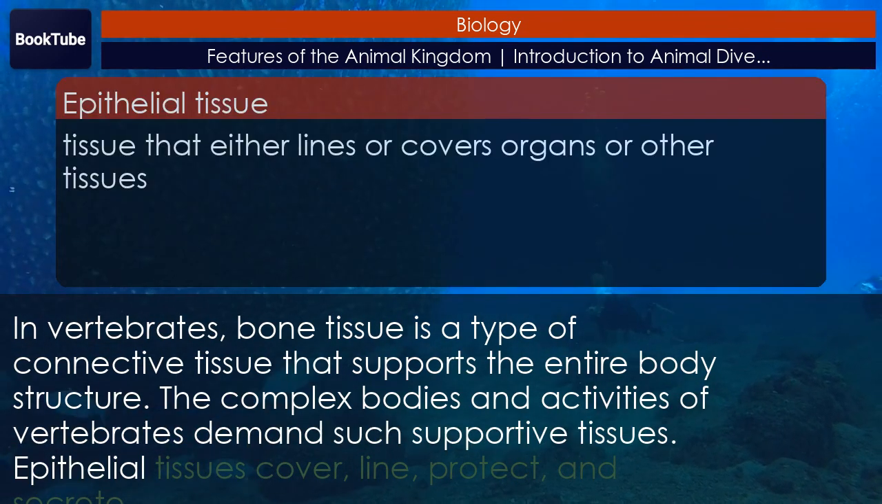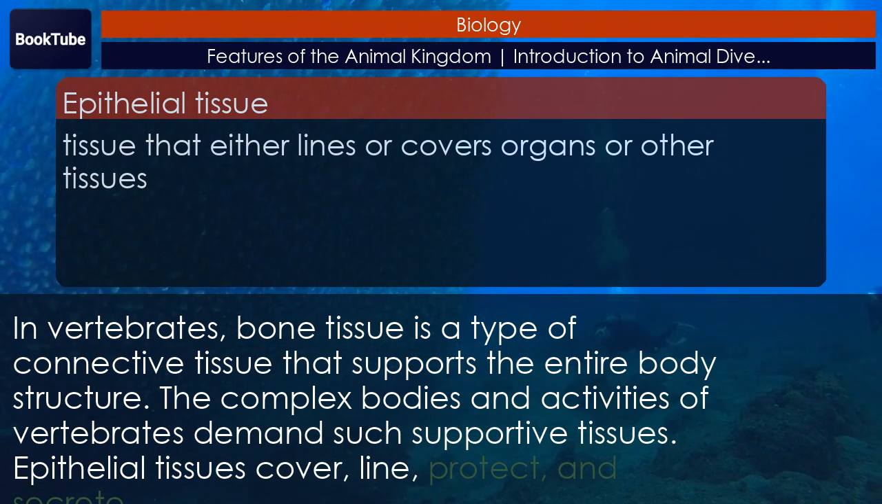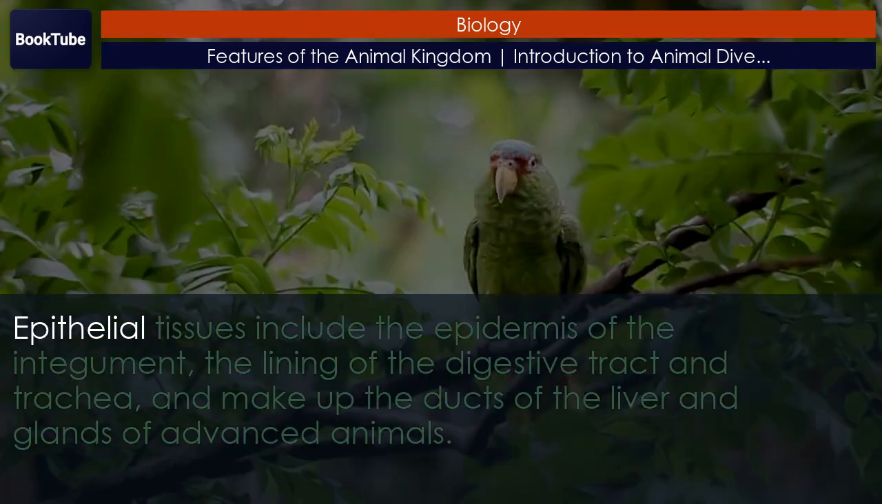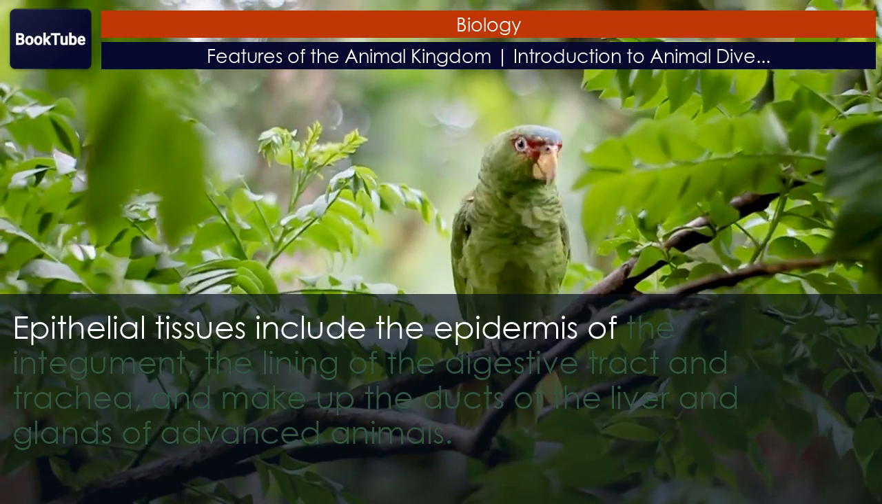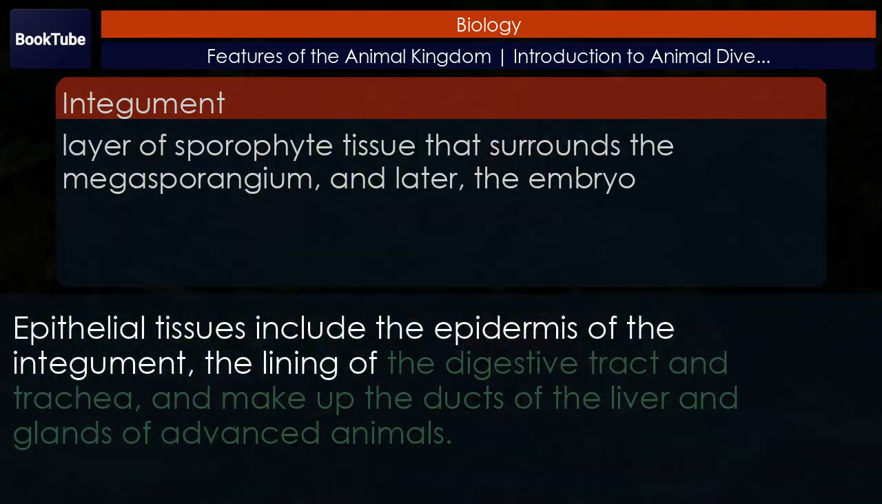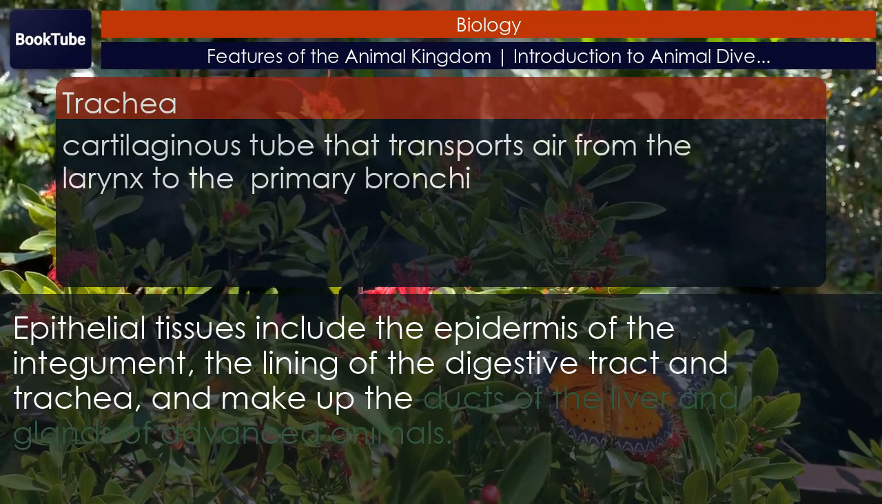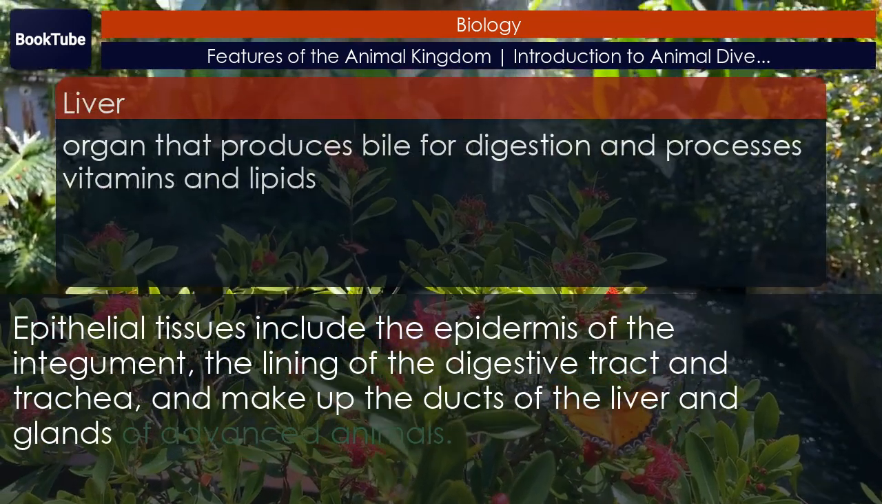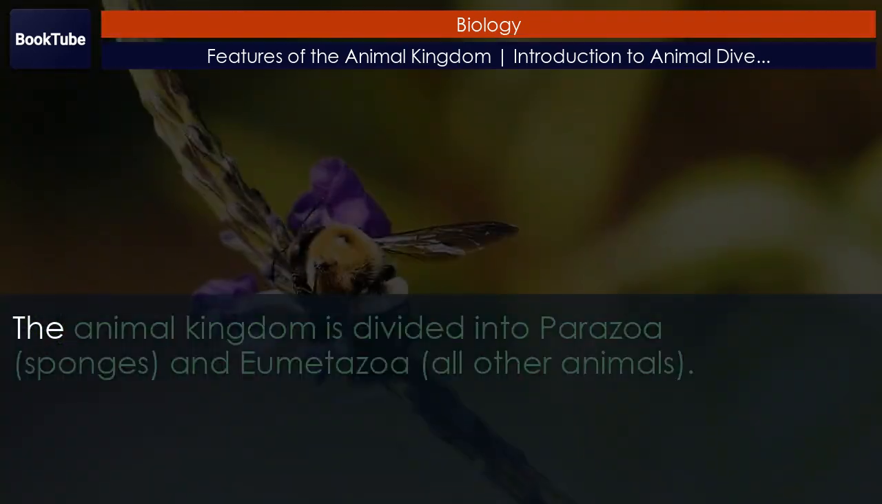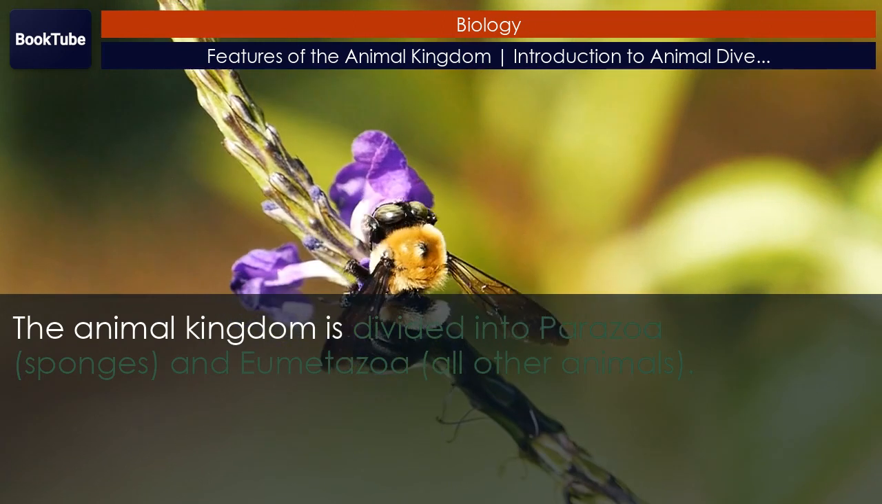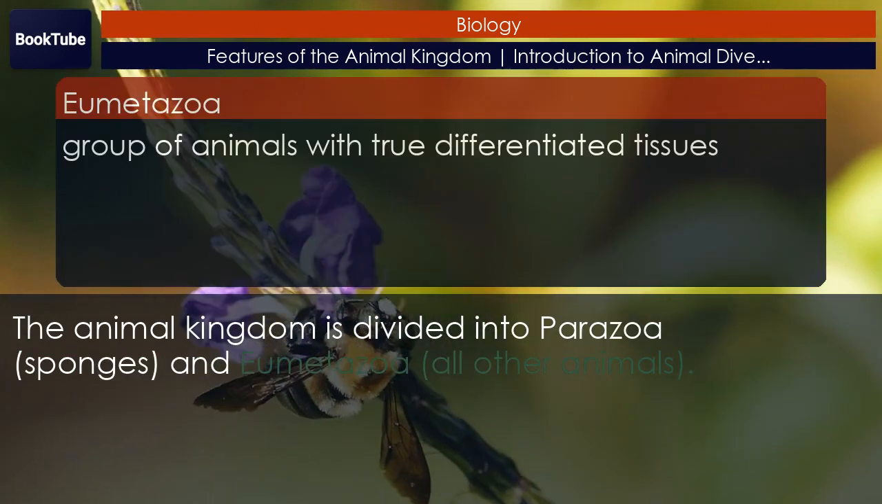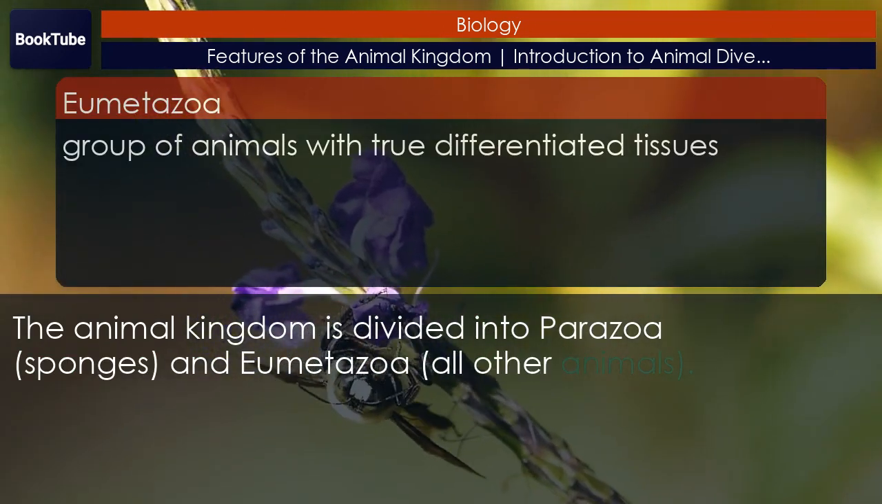Epithelial tissues cover, line, protect, and secrete. Epithelial tissues include the epidermis of the integument, the lining of the digestive tract and trachea, and make up the ducts of the liver and glands of advanced animals. The animal kingdom is divided into parazoa, sponges, and eumetazoa, all other animals.